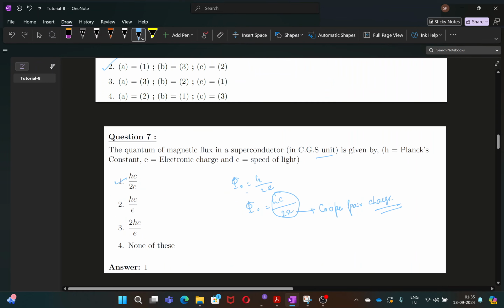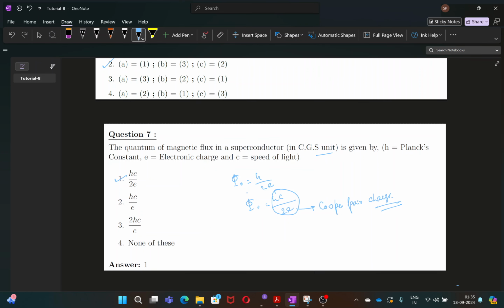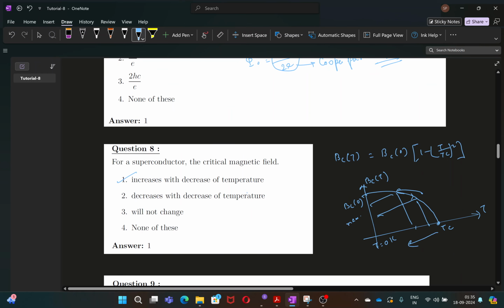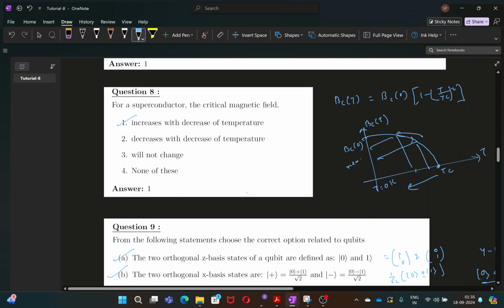And question number 7 is about the quantum flux unit, the flux quantum, so that is hc by 2e, which is already well known. And then for the superconductor, how the B_C value changes with temperature: if the temperature is very low, then the critical field will have to be very high, or it will have to increase.